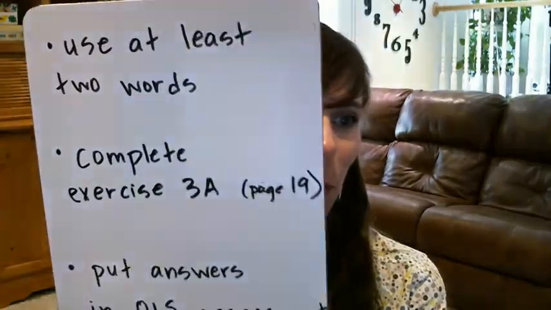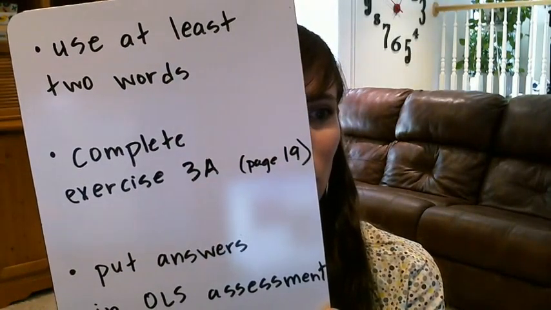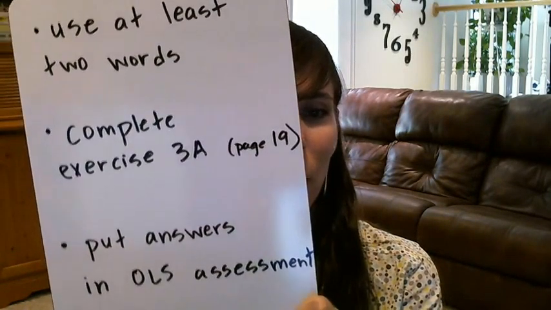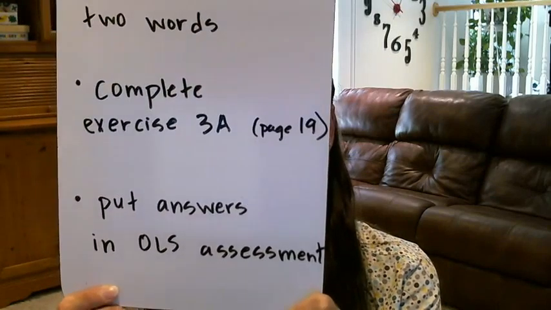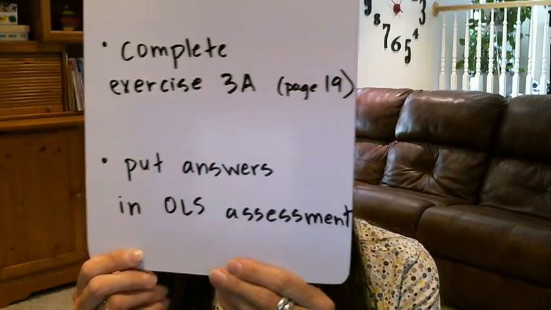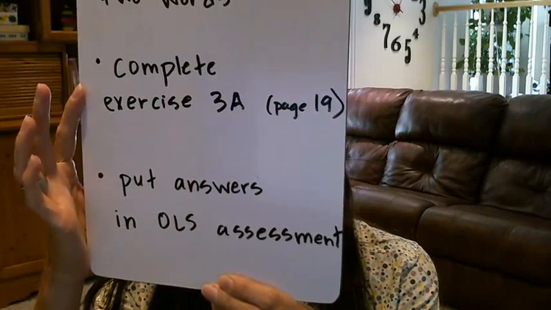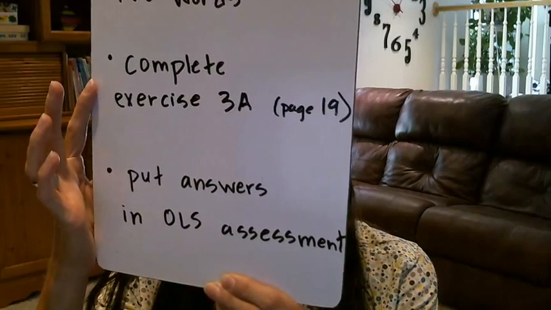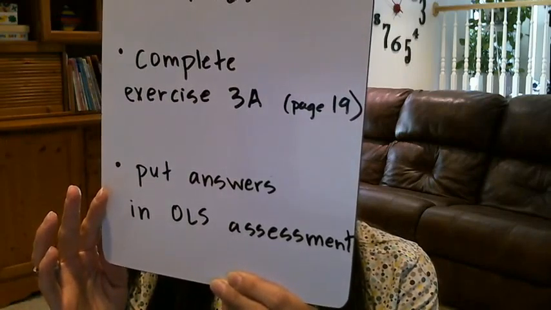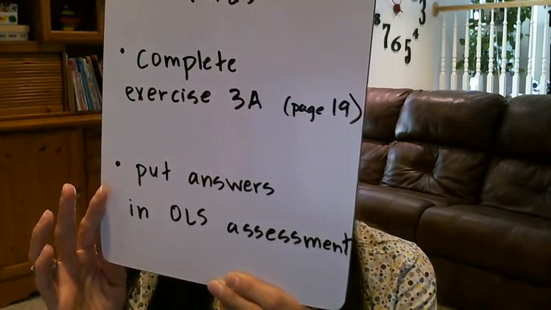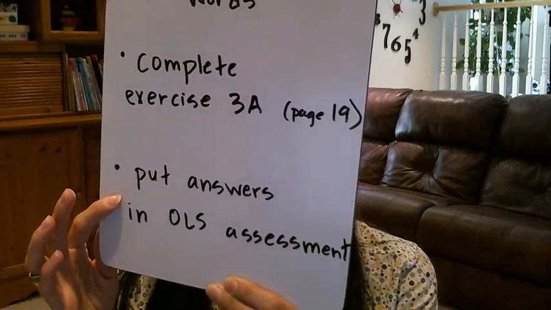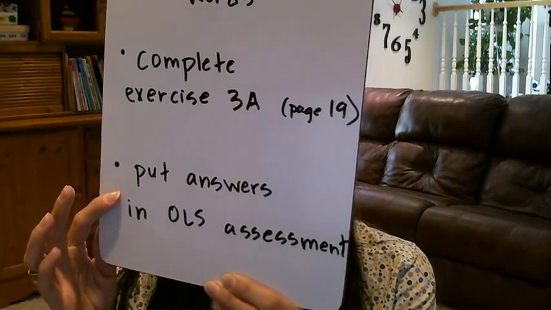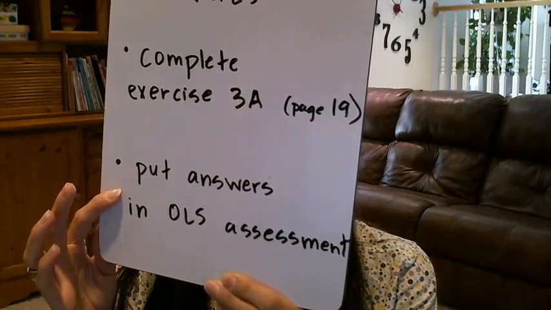Here is a last little review so that you know exactly what you're going to do. First, you're going to use at least 2 words this week when you are speaking with your family or your friends. Today, you are going to complete exercise 3A on page 19. The last thing you'll do is put your answers onto your online school assessment. The online school is where you'll find today's lesson under vocabulary. Then you'll be finished with this lesson.